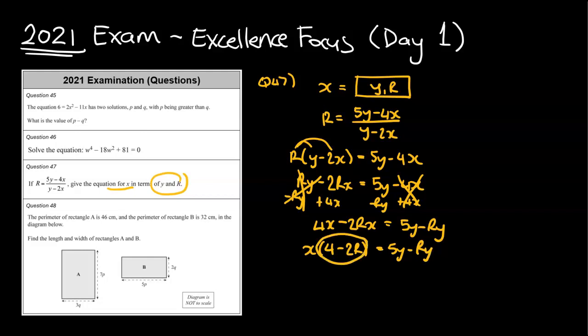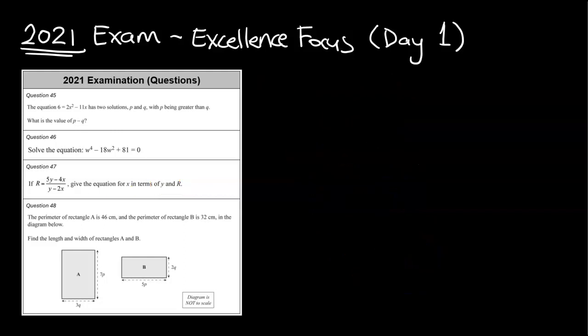I'm now going to move this over. Currently it's multiplication, it will become division when I move it to the other side. So my final answer, x will be equal to (5y minus ry) over (4 minus 2r). So a bit of a messy question, but we got there in the end. We are now on to question number 48. In terms of my working, this ended up being one of the longer questions that I looked at here. But let's see how it gets on.